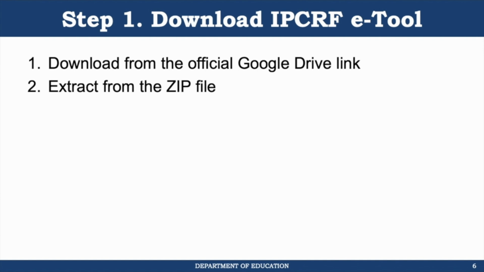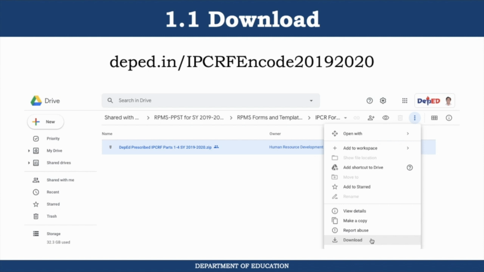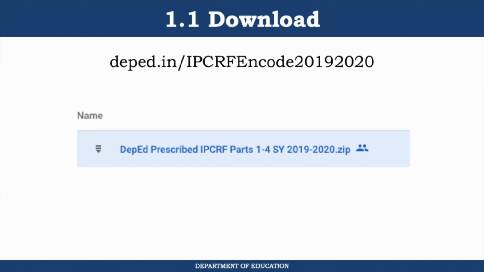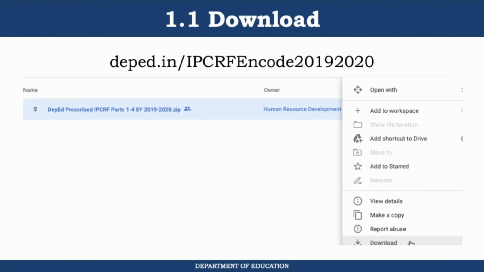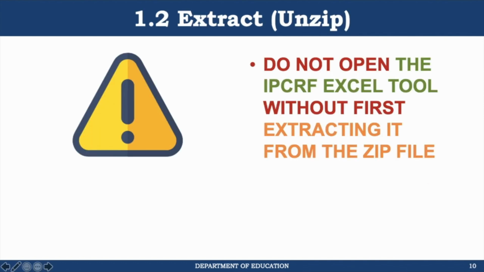So where does one download the tool? You can find the tool by opening this link, which takes you to a Google Drive folder. In there, you will find a zip named DepEd Prescribed eIPCRF Parts 1 to 4 SY 2019 to 2020. Simply right-click on the file and click Download. When you have downloaded the zip file, you must then extract the Excel file from inside it.